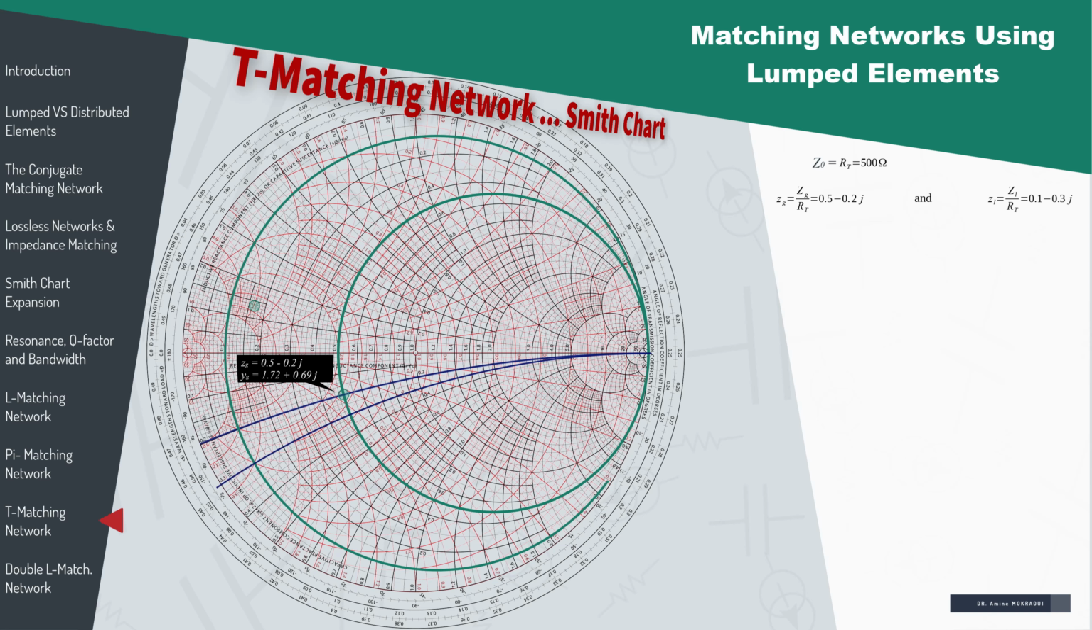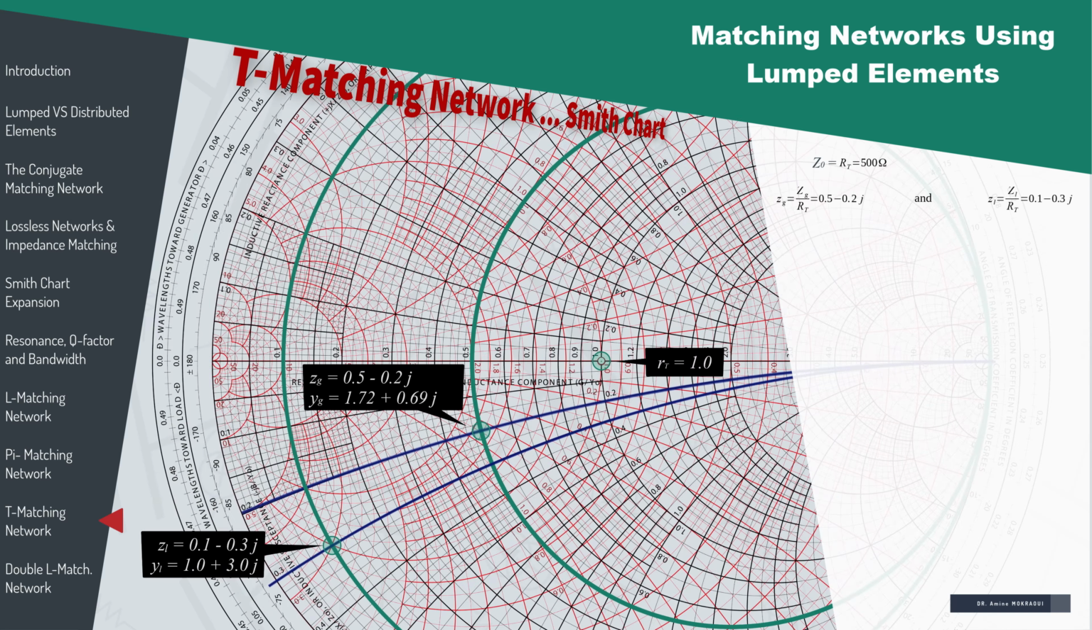We have lowercase zg equals 0.5 minus 0.2j, and lowercase zl equals 0.1 minus 0.3j, and then we get the corresponding admittances from the chart. As the components that will be connected to RT will be shunt susceptances, it suffices to consider the G circle passing through the origin of the Smith chart.